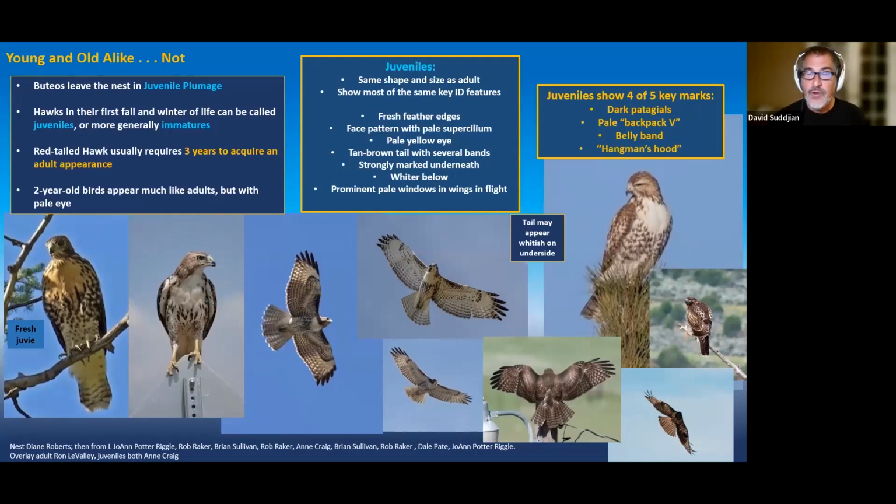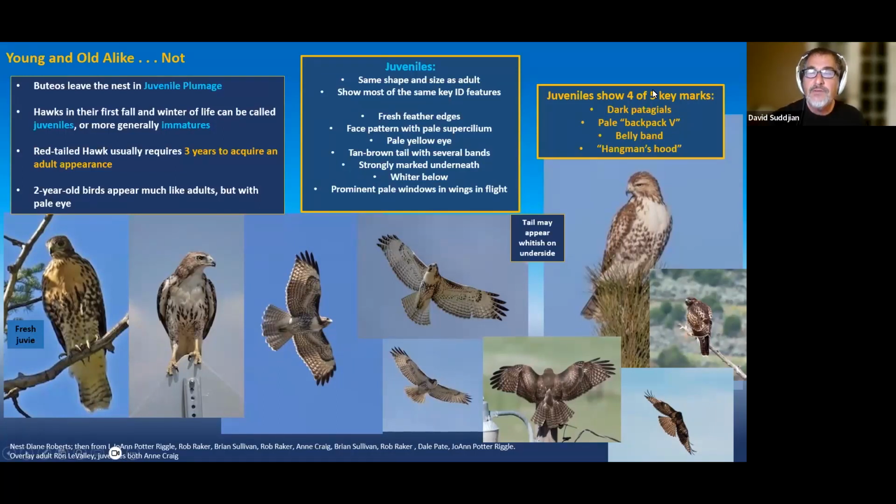And then they're going to be a 2-year-old red tail, and they're going to look a lot like adults, but they're still going to have a pale eye, and their tail might not be fully developed in its orange pattern, with not as much barring. And it's going to take them 3 years to acquire a full-on adult appearance, or adult aspect. All right, so we have those 3 different ages, but the second year and the third year red tails look very similar. So let's look at these juveniles we have on the page here.